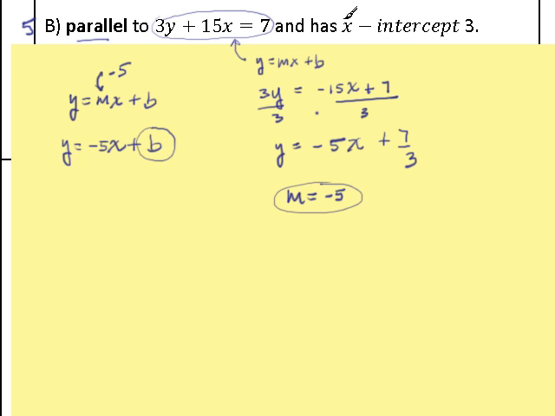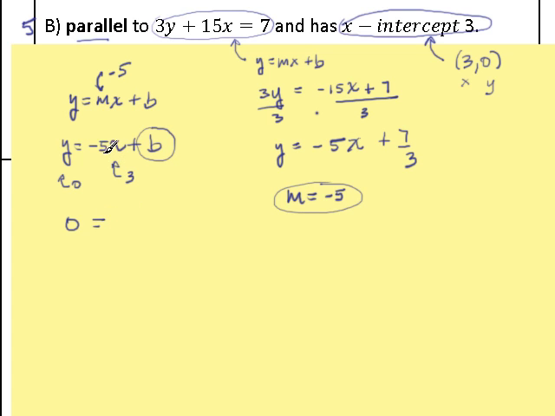Well, we have this information, x-intercept 3. X-intercept 3 is the point (3, 0): 3 for x, 0 for y. That's x, y. Substitute that in. So for x, we're putting 3, and for y, we're putting 0. And we'll be able to figure out b.